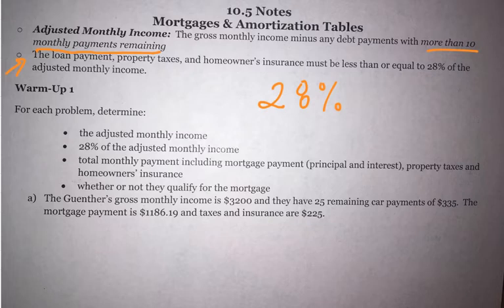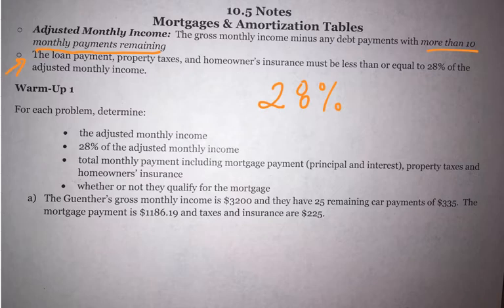And so what we're going to do is look at a couple of examples and figure out these individuals' adjusted monthly income, what 28% of their adjusted monthly income would be, the total monthly payment for them, including their mortgage payment, principal and interest, property taxes, and homeowner's insurance, and whether or not they would qualify for the mortgage. We start here with the Gunthers.